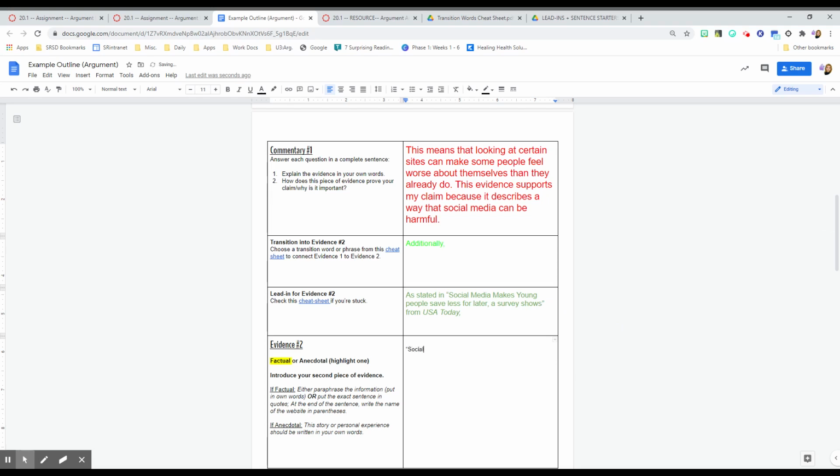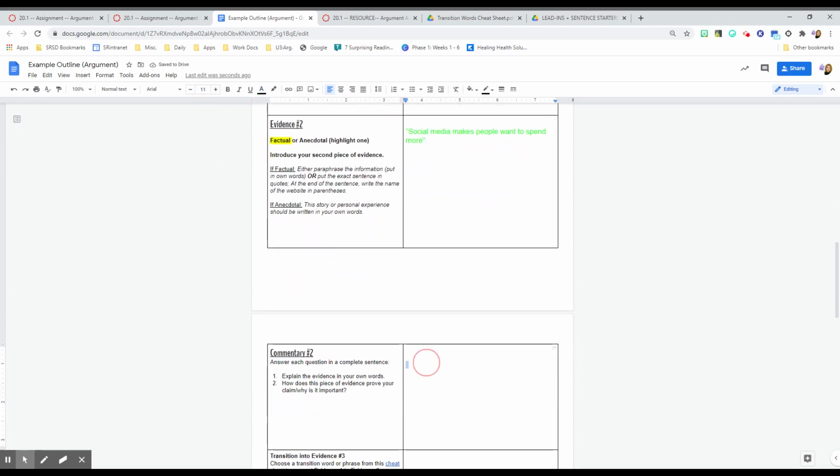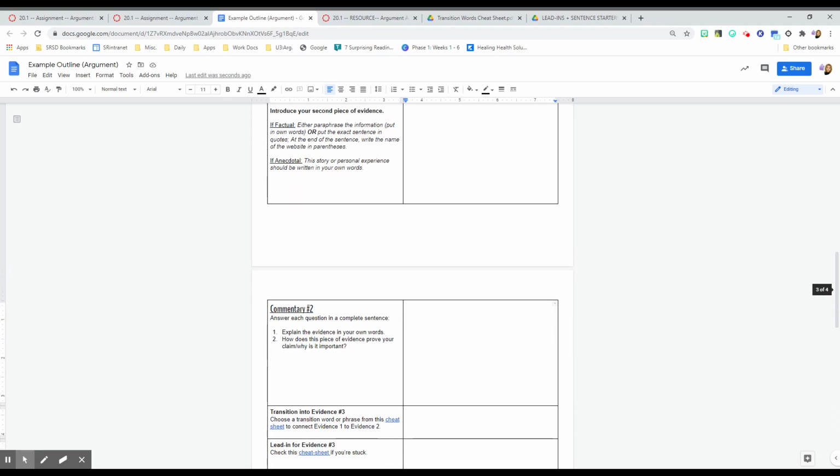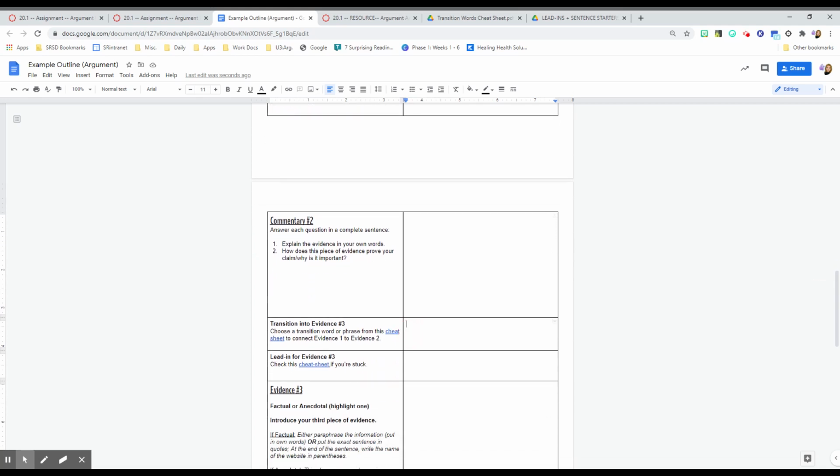And then I'm going to throw in my quote here, that social media makes people want to spend more. Okay. That is my whole piece of evidence, simply stating that it's making people want to spend more. And then I'm going to continue along. I'm going to add my commentary from it. I'm going to tell you why this is credible, why this is important, how it proves my point, what they're trying to say, and then I'm going to continue to add on.